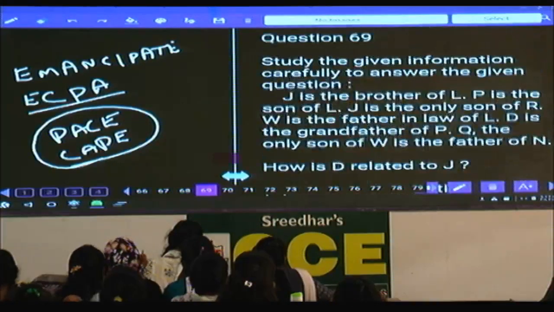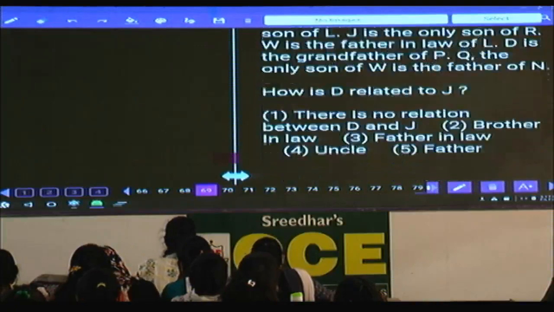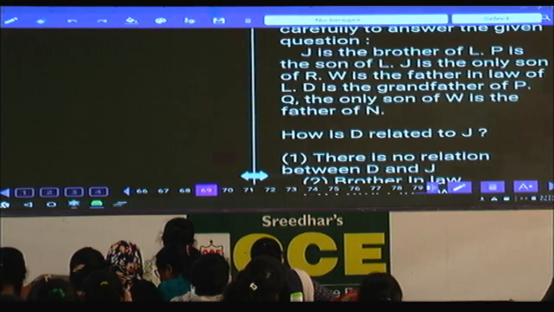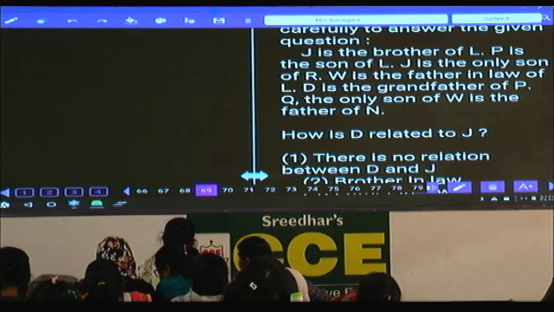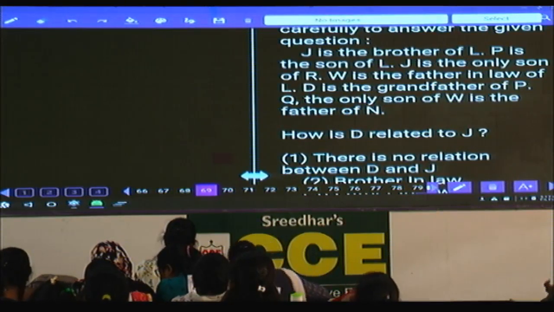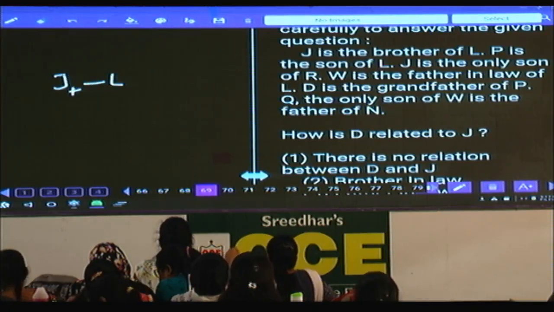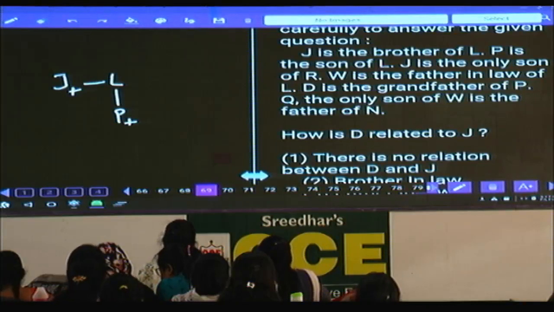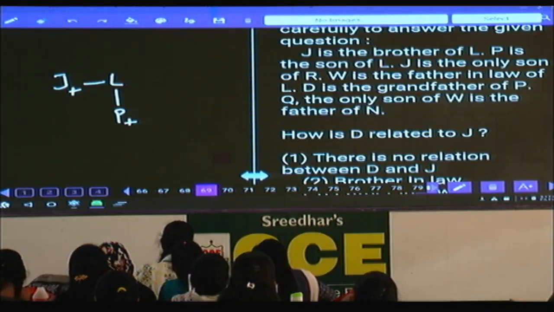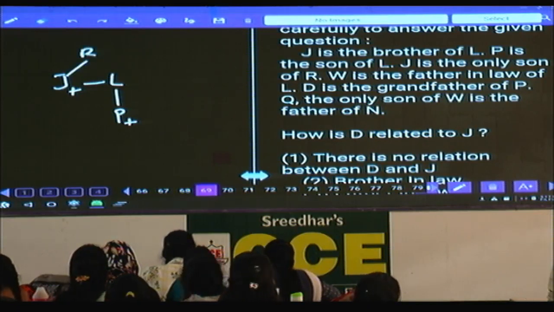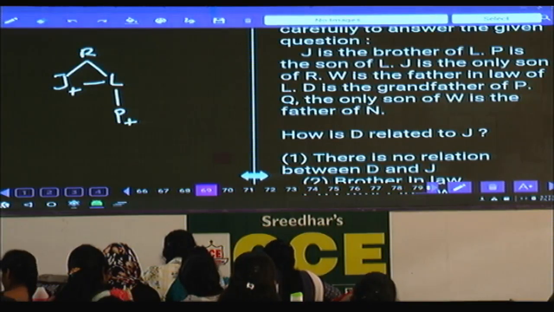Then next one, blood relations. Now tell me how many questions are based on this blood relation? There are 3. As there are 3 questions given under this one, tell me whether we can solve these 3 or not. Then J is the brother of L. P is the son of L. And J is the only son of R. As J is the only son of R, J and L are siblings, the children of R. As J is the only son, L must be a female.